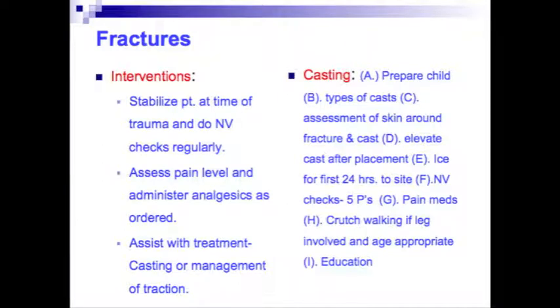In caring for a child with a fracture, some of the interventions would be first to stabilize the patient at the time of trauma and make sure we're doing neurovascular checks regularly to make sure there's no vascular or neurologic compromise secondary to the fracture.